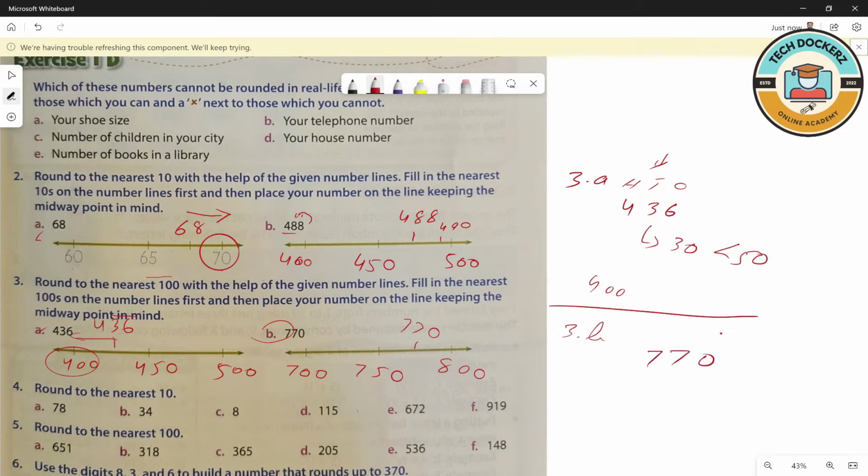770, right? Ones, tens and 100. When we are rounding to the nearest 100, the number depends on the tens place. So the value at the tens place is 70, which is greater than 50. So the number will round to the nearest 100, which is 800.